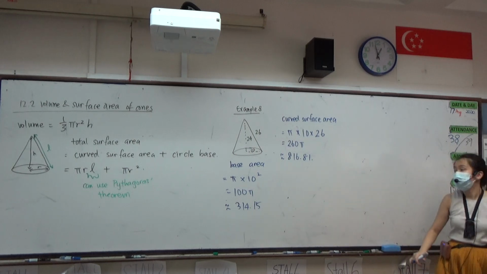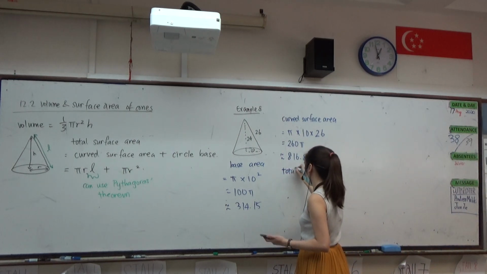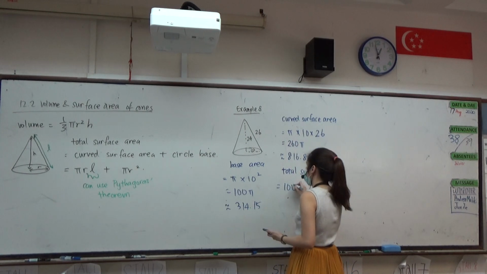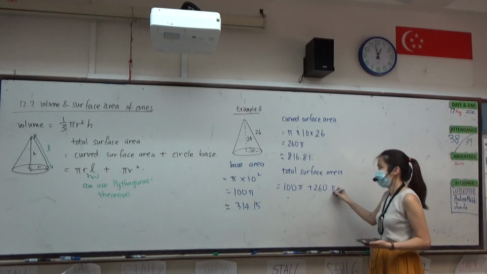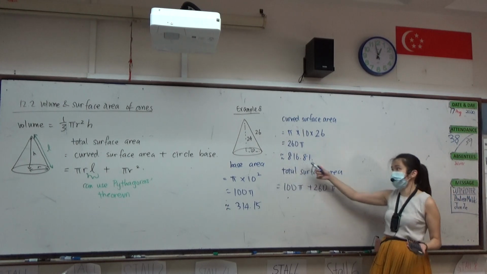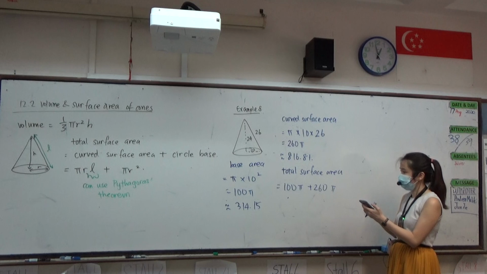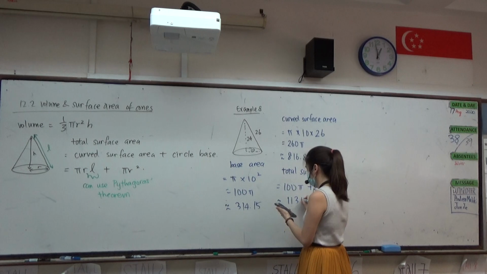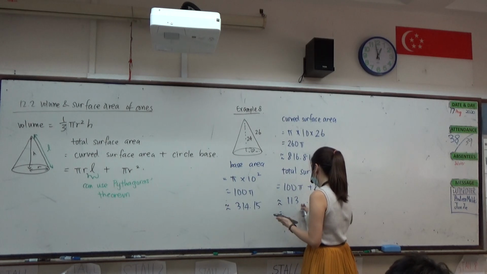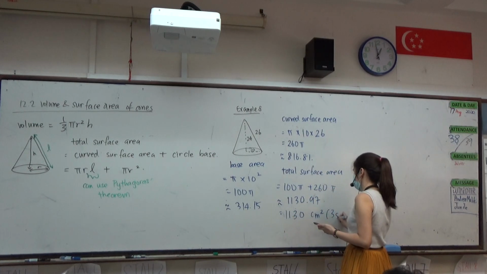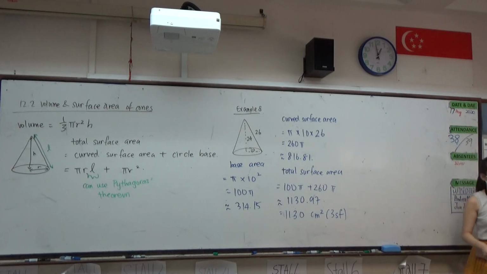Then after that, for total surface area, we've got to add them up. So to add them up, 100 pi plus 260 pi will give you a very accurate answer. Otherwise, you take 314.15 plus 816.81, also fine. And we get 1130 cm squared when rounded off to 3 SF.